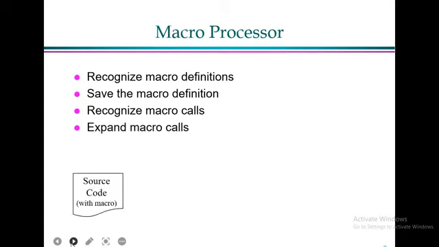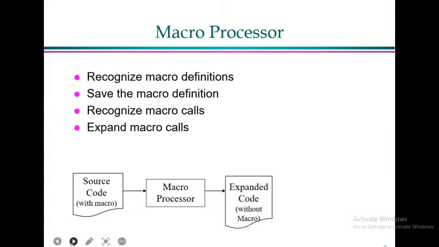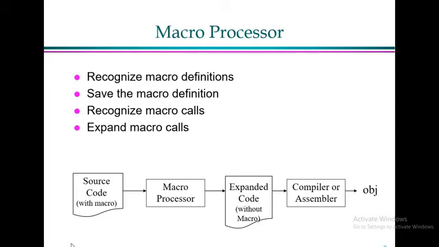First of all, source code with a macro is given as an input to the macro processor. After processing by the macro processor, it gives the source code without a macro, which is given as an input to the compiler or assembler. Then the assembler or compiler will generate an object code. This is how the macro processor works.